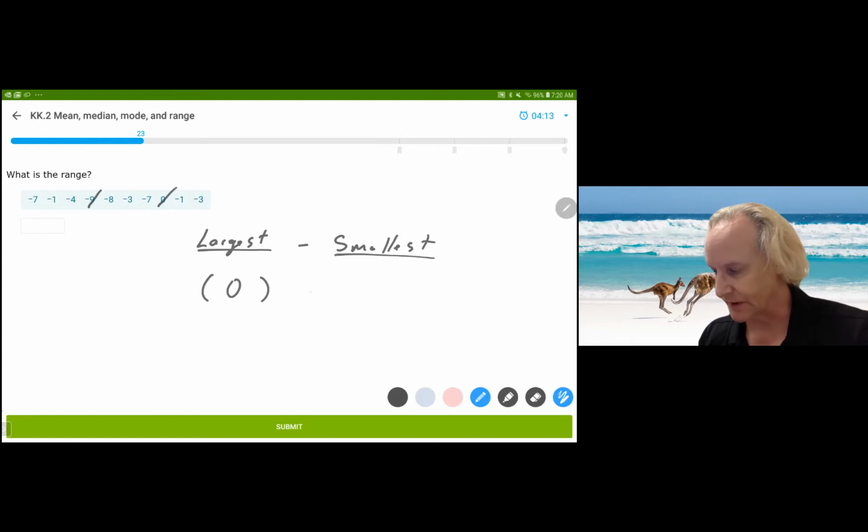I'm just going to mark them there. And I want you to notice that double negative gets people all the time. Your range will always be the positive difference. Between 0 and -9, there are 9 units. So it's a positive.